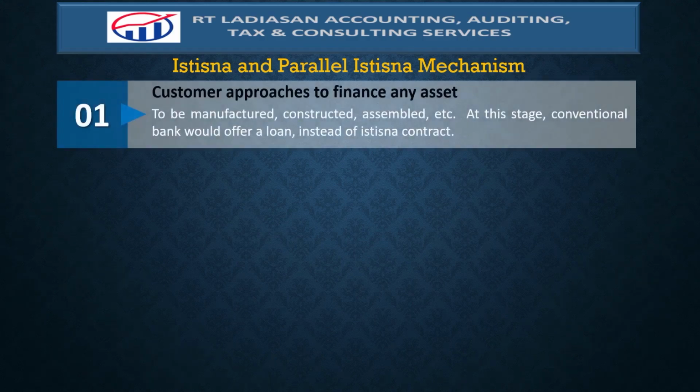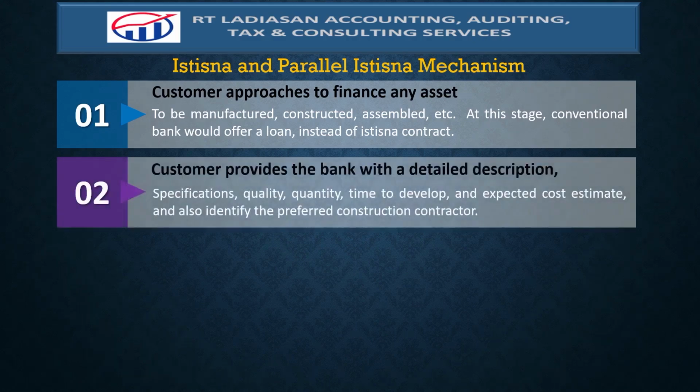The first step, the customer approaches the bank to finance any asset to be manufactured, constructed, assembled, etc. At this stage, the conventional bank would offer a loan instead of an istisna contract. So this is a substitute to riba using the conventional loan. Instead of a conventional loan, we use the istisna contract.